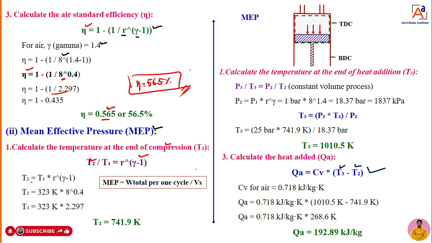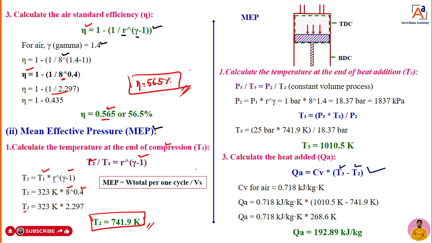So with the help of this relation I will try to find the value of T2. Therefore T2 is equal to T1 into R to the power of gamma minus 1. What is T1? We already know in terms of Kelvin, that is 323 Kelvin, into what is the R value? That is 8. Gamma minus 1, that is 1.4 minus 1, we get 0.4. So you do the calculations, simplify it, and you get the value of T2 as 741.9 Kelvin. Now you know the value of T2.